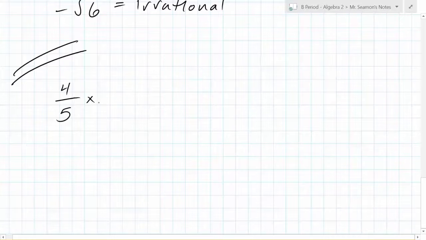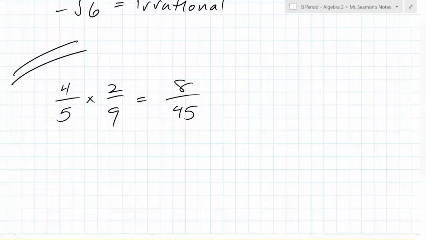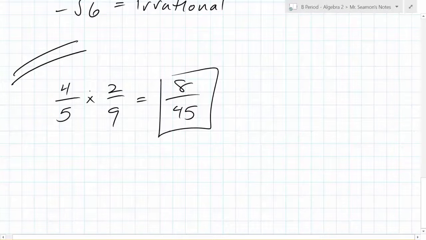4 over 5 times 2 over 9. What do you do when you multiply fractions? Oh yeah, I see what I did. I just did that wrong. So it's 8 over 45. 4 times 2, I said it was times 5, 40 instead of 45. When you multiply fractions, you just go straight across. Not for multiplication, no, you don't cross.